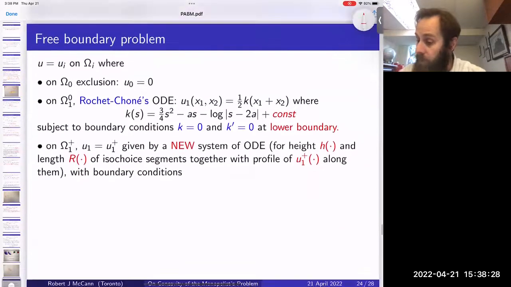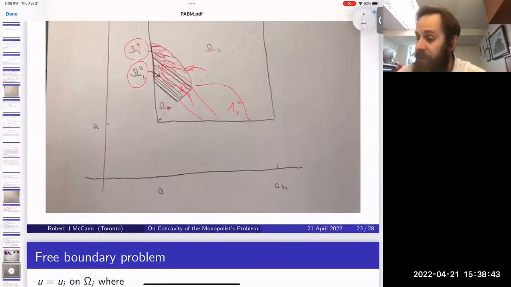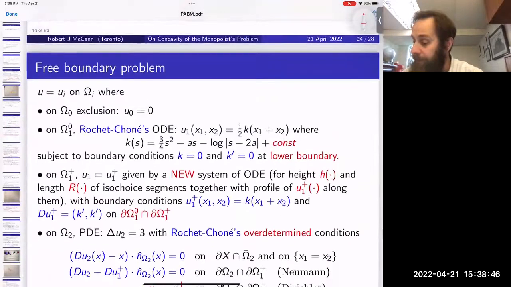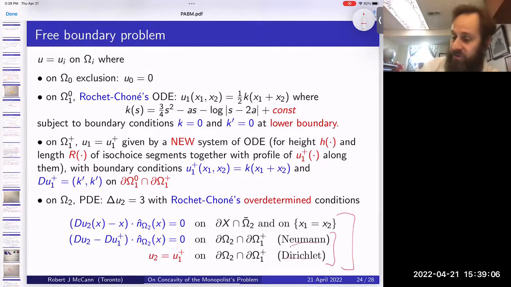And so what we want to describe is a new system of ordinary differential equations on the region omega 1 plus and omega 1 minus that say how the indirect utility, which has to be affine along each of these isochoice curves, but it's still going to depend on the angle of the curve and how long the curve is. And then you marry this, the question of how long these segments are, so where the boundary of omega 1 plus and minus fall, determines the region omega 2. And there's a free boundary problem that allows, by varying that boundary, you can satisfy both the Neumann and the Dirichlet conditions on the Rochet-Choné Poisson PDE.